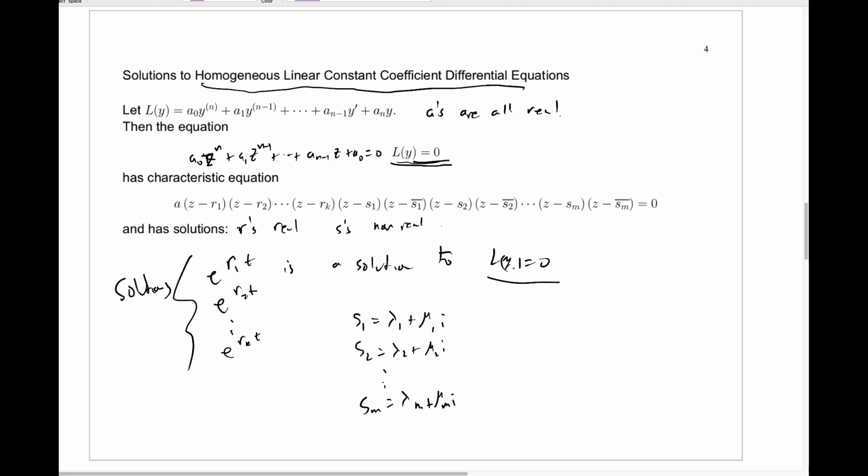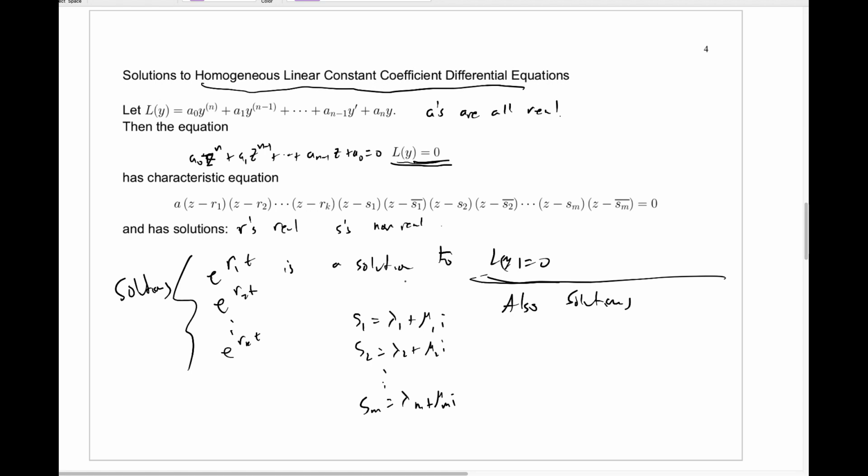We also have solutions for each of these, say corresponding to having S1 and S1 bar be roots. That's lambda 1 plus mu 1 i and lambda 1 minus mu 1 i are both solutions. We know from work we've done earlier that e to the S1t and e to the S1 bar t will be solutions, but those will be complex.